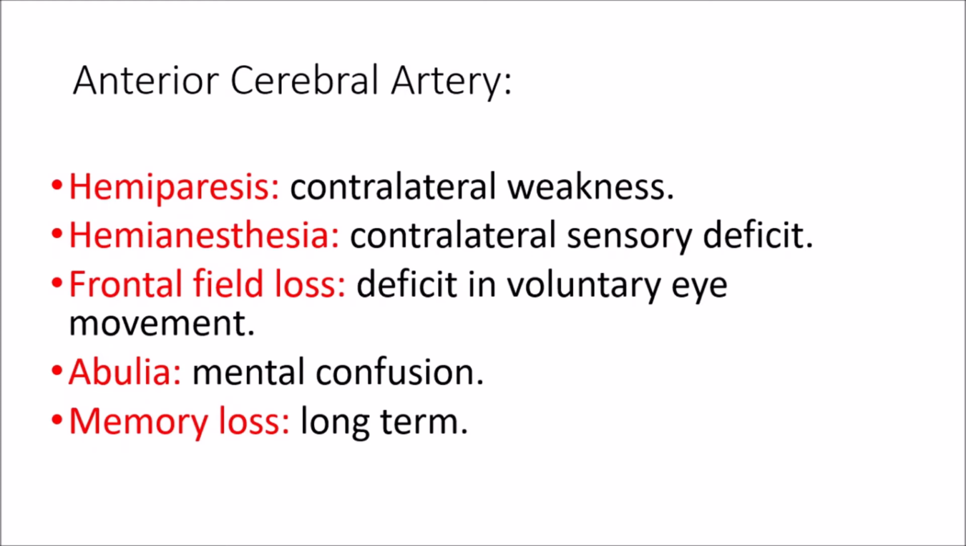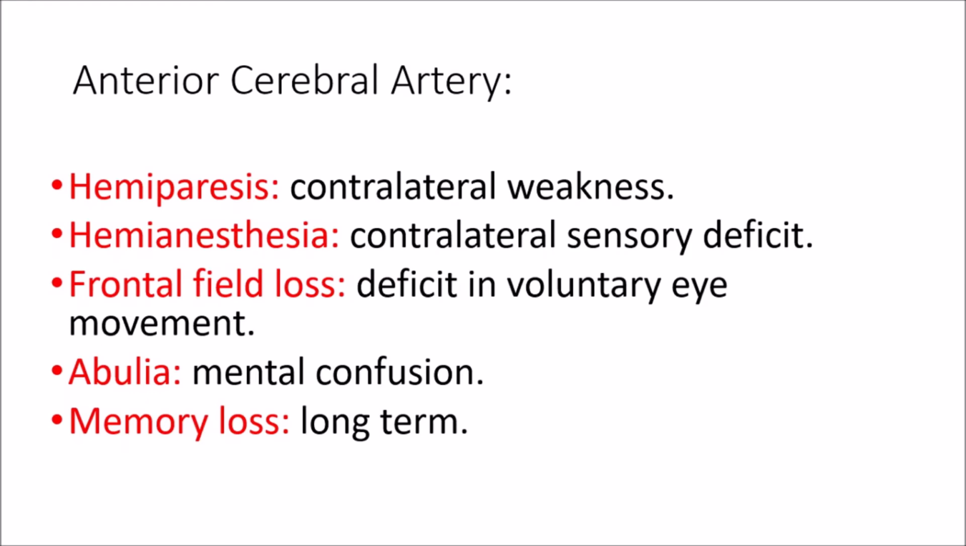Another is frontal field loss, a deficit in voluntary eye movement. So what is frontal field loss? The visual field is the whole area covered when you look straight. Whatever you see in your visual field is your frontal field. When the frontal field is lost, anything in that area will not be visible.